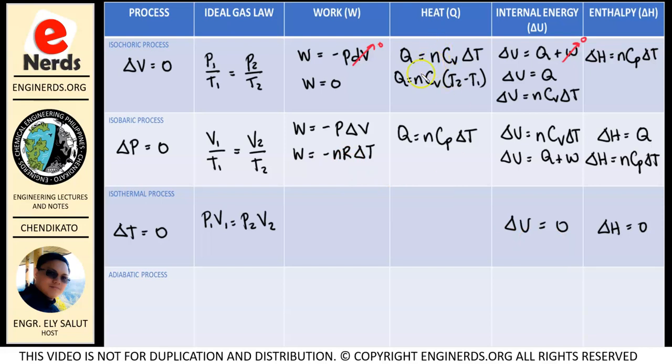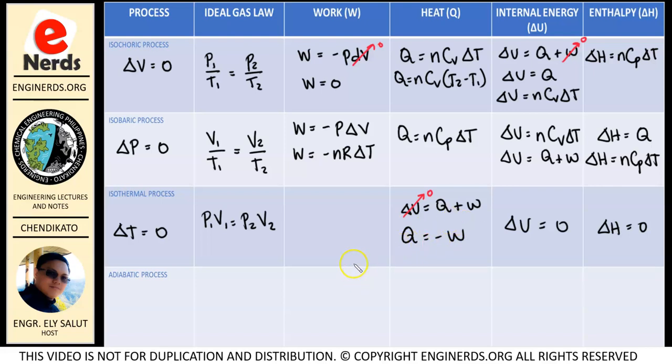And for our heat, we have to take note again of our first law of thermodynamics, which is delta U is equal to Q plus W. But since our internal energy change is equal to 0, because there is no significant change in our internal energy, kaya our delta U is equal to 0. So that means our Q is simply equal to negative W, right? So our Q is equal to negative W.